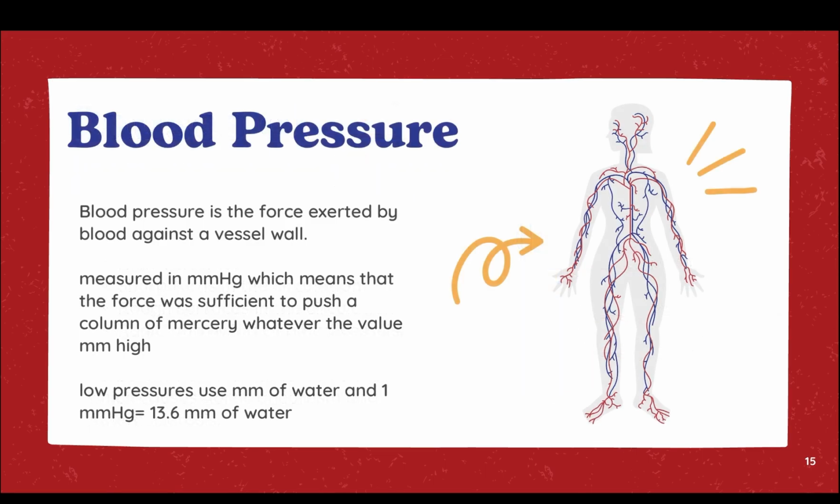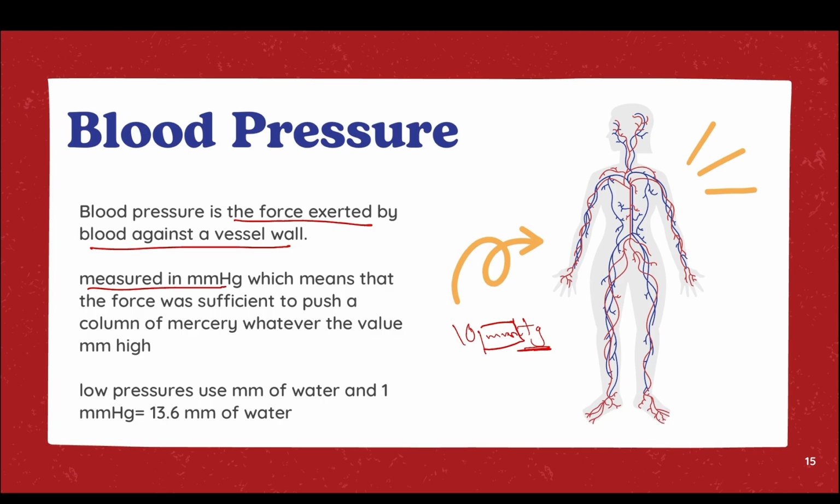Let's go to blood pressure. Blood pressure is the force exerted by blood against a vessel wall. It is measured in millimeters of mercury, which means that the pressure is enough to push mercury for that distance. So if it was 10 millimeters of mercury, then you'd be able to push the mercury 10 millimeters.